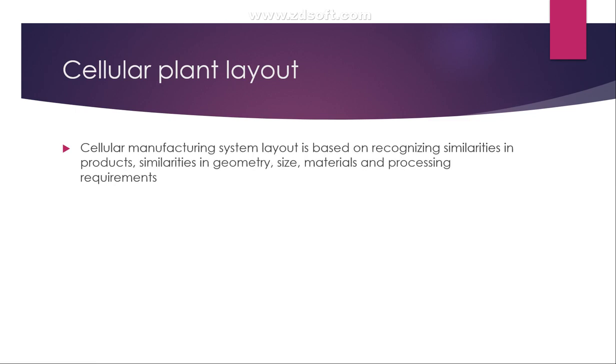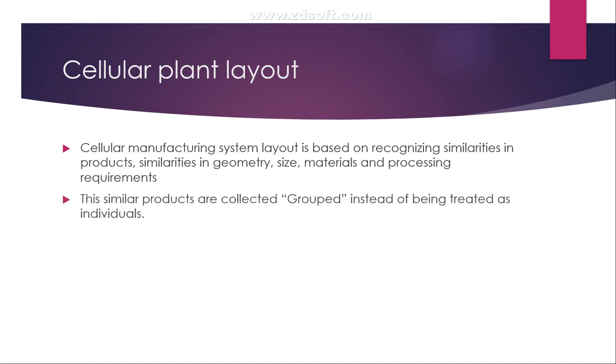It is a manufacturing system based on the recognition of similarities in products: geometry and size, materials, and processing requirements. Based on these classifications, they group products instead of treating them as individuals. So first, as a manufacturing system, it will recognize the similarities of the products being produced, such as geometry, size, materials and processing requirements as machines.